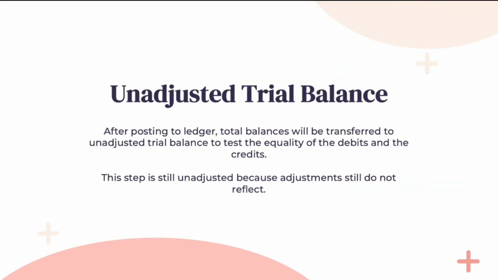Moving forward to the first trial balance of the accounting cycle, the unadjusted trial balance. After posting to ledger, total balances will be transferred to unadjusted trial balance to test the equality of the debits and the credits. The important thing in this step is to see if the debit and credit are still balanced, and they should be. If they are not balanced, there are errors that have been made for sure. With that, check how you encoded the amounts.